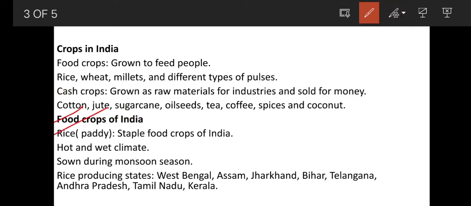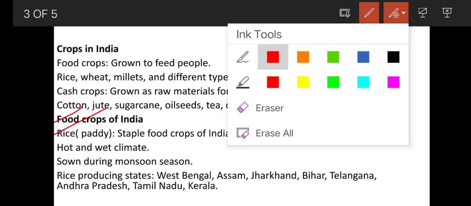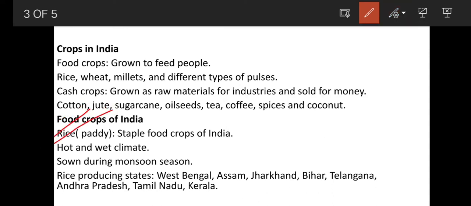Next, food crops of India. Let us discuss food crops of India one by one. Some of the food crops: rice. Rice is also called paddy, and rice is the staple food crop of India. Why? Because rice is eaten by most of the people of our country, India. So rice is the common food of our country, India.